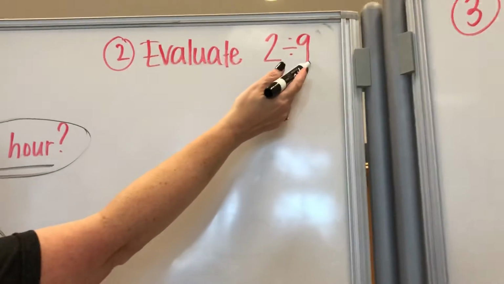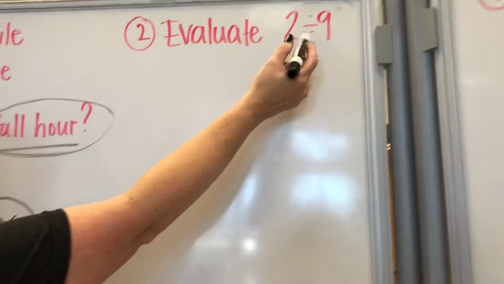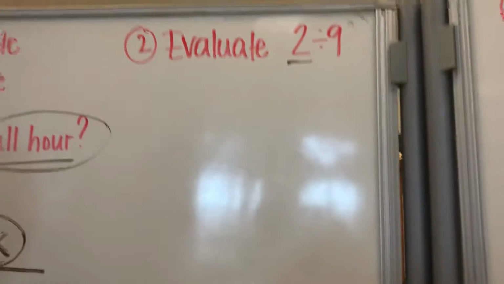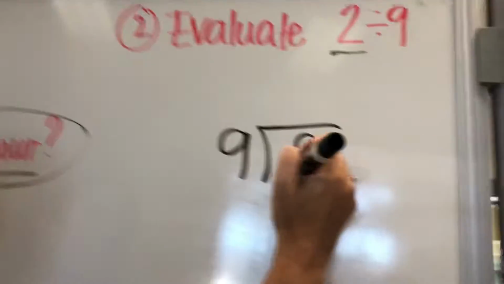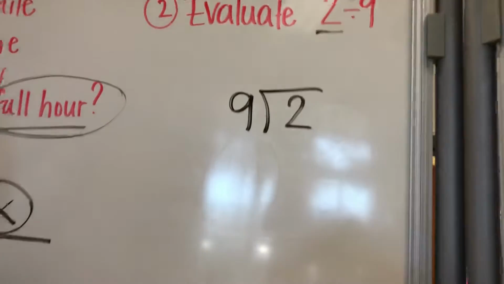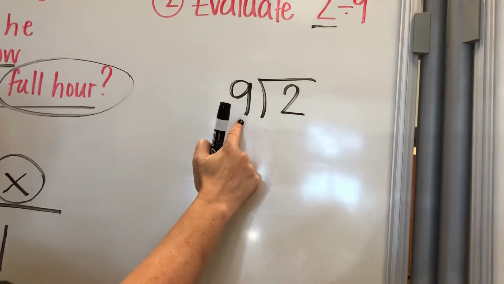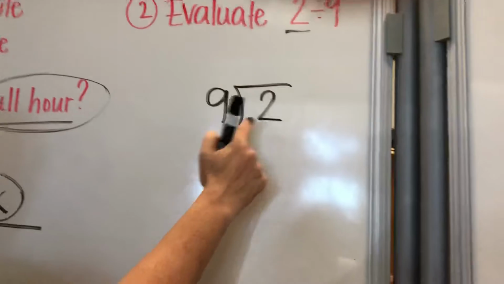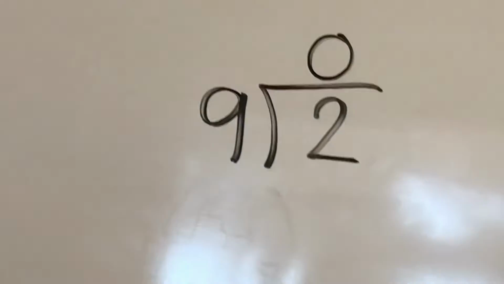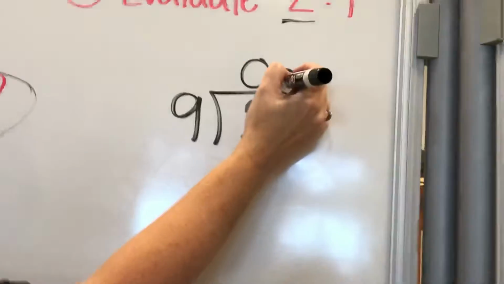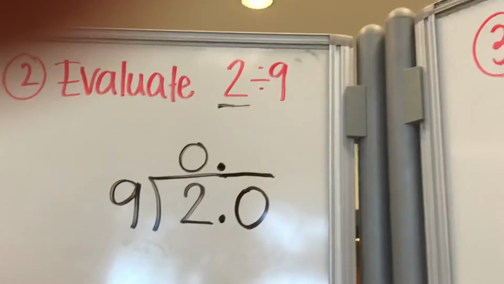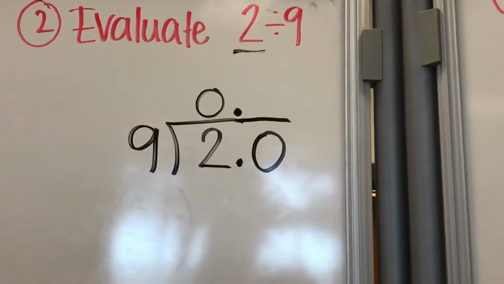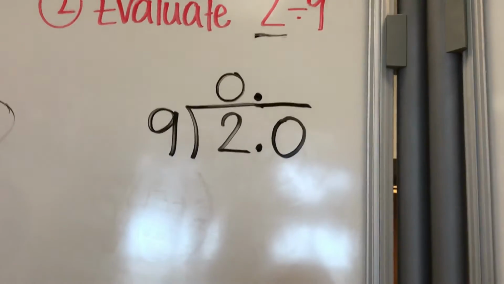2 divided by 9. Now, whatever comes first is what's got to go inside the box. So we're going to do 9 divided into 2. Okay? So again, let's go ahead and figure out how many times can 9 go into 2? It can't. So I'm going to put a 0 here, add a decimal, and add a decimal. I'm going to go ahead and drop a 0 over here because I can add as many zeros as I want past the decimal as long as it's to the right.